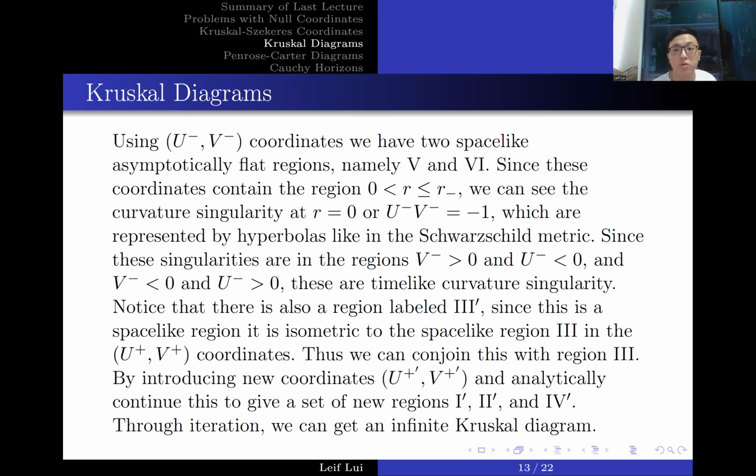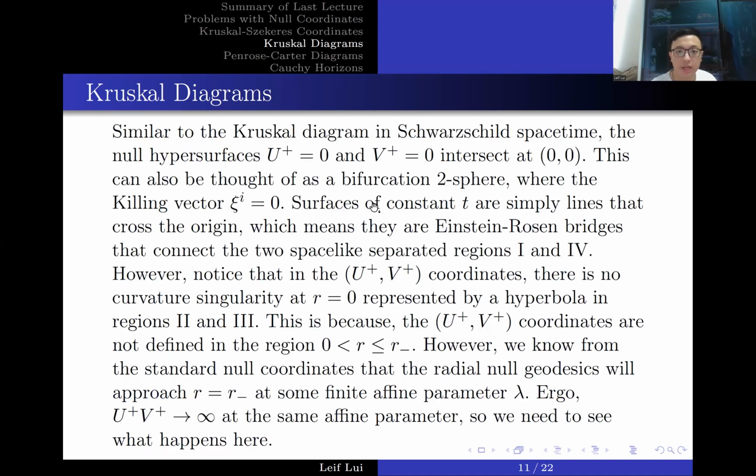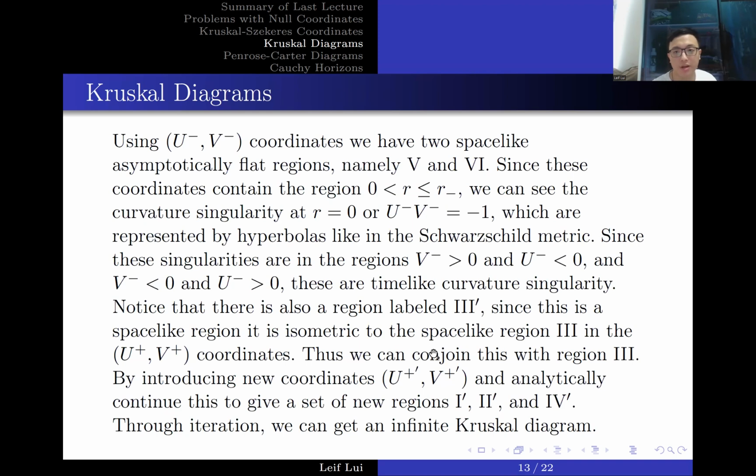By doing this, you get a new Kruskal diagram, right? You get a Kruskal diagram where this region here is connected to this region here. This is the minor subtlety. In the Schwarzschild case, we only have one Kruskal diagram because we only have one event horizon, but in the Reissner-Nordström case we have 2 event horizons. So you think that it makes sense that there are 2 Kruskal diagrams, but actually there is a minor subtlety.